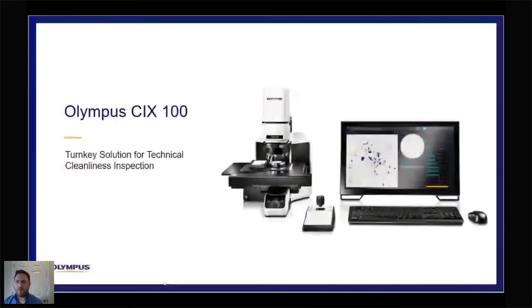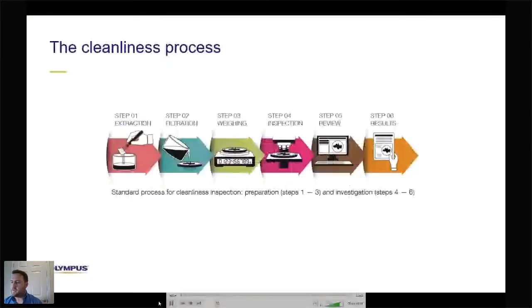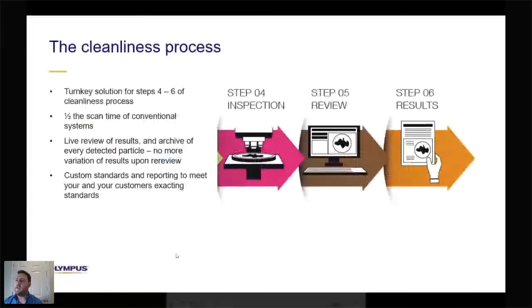So let's get started. First, I want to start off with just a few little slides here about the CiX100. The idea behind the CiX100 is to work with the cleanliness process, really focusing on the last three steps of that. So we've got the inspection, review, and results. And those are what we're going to really focus on today.